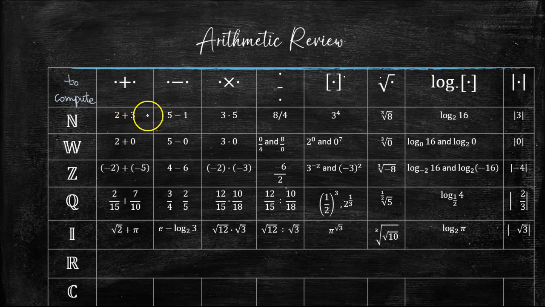Do you know what 2 plus 3 is? Should be easy. 5 minus 1, 3 times 5, 8 divided by 4, 3 to the power 4, cube root of 8, log of 16 base 2, absolute value of 3.